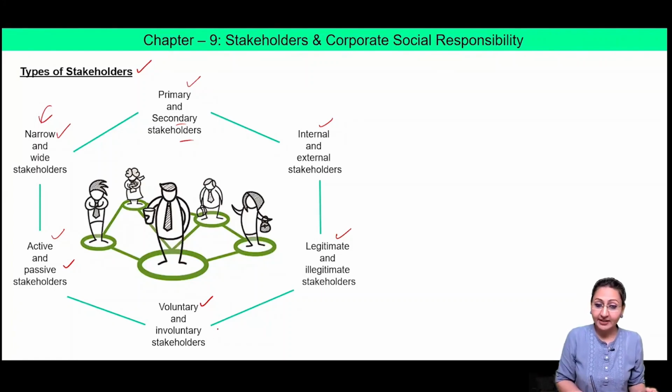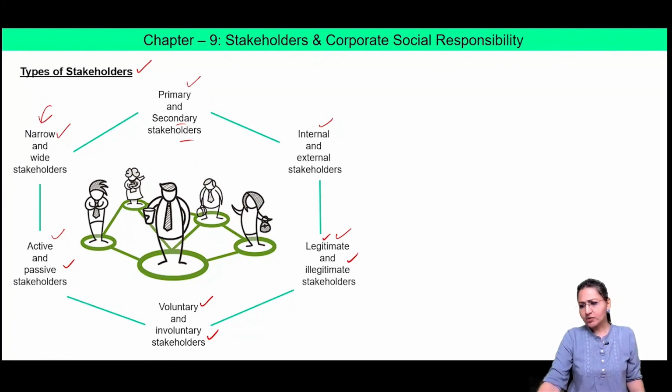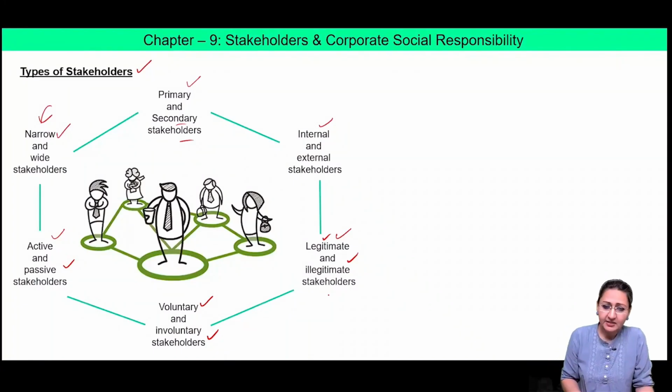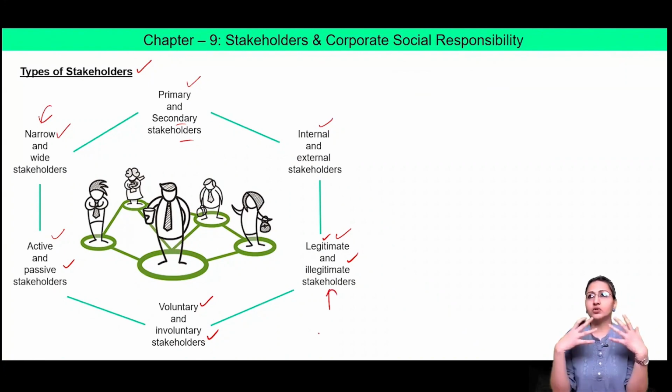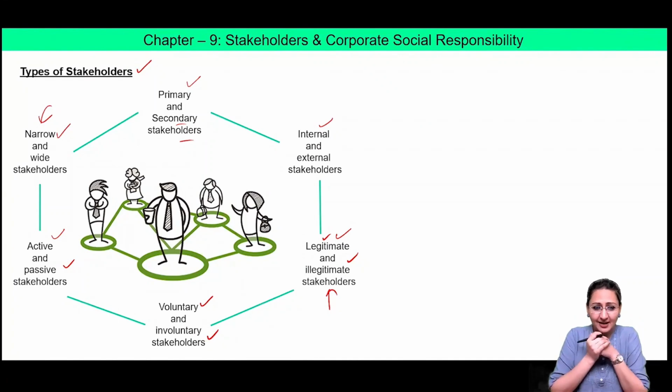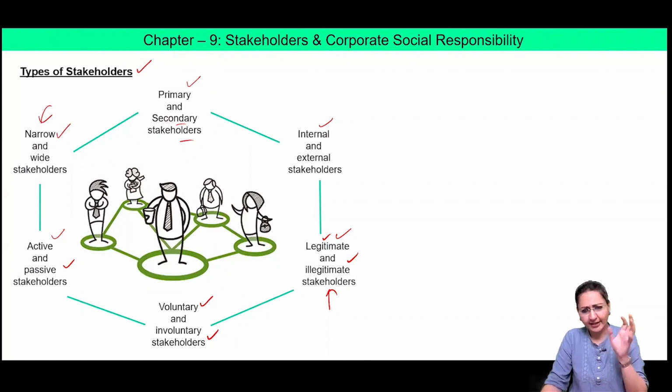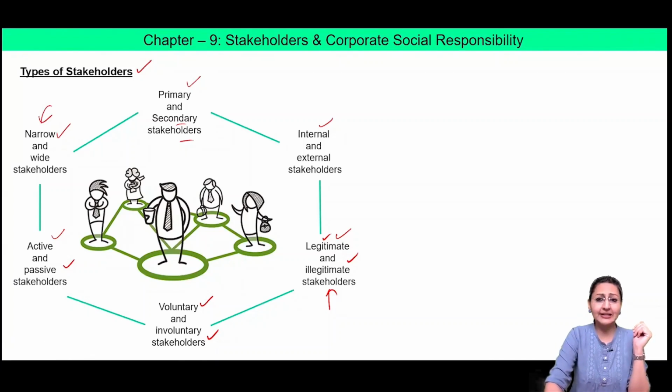They are involuntary stakeholders. Then legitimate and illegitimate. Legitimate are those who ask for things which are genuine. Illegitimate stakeholders are those whose demands, whose asks, whose expectations are not genuine. We take terrorists, force groups under illegitimate stakeholders. Legitimate stakeholders are maybe the customers, the suppliers, the employees. They are legitimate. If they demand something, it has got a background, it has got some logic, it has got a valid reason behind their demands or expectations from the business.